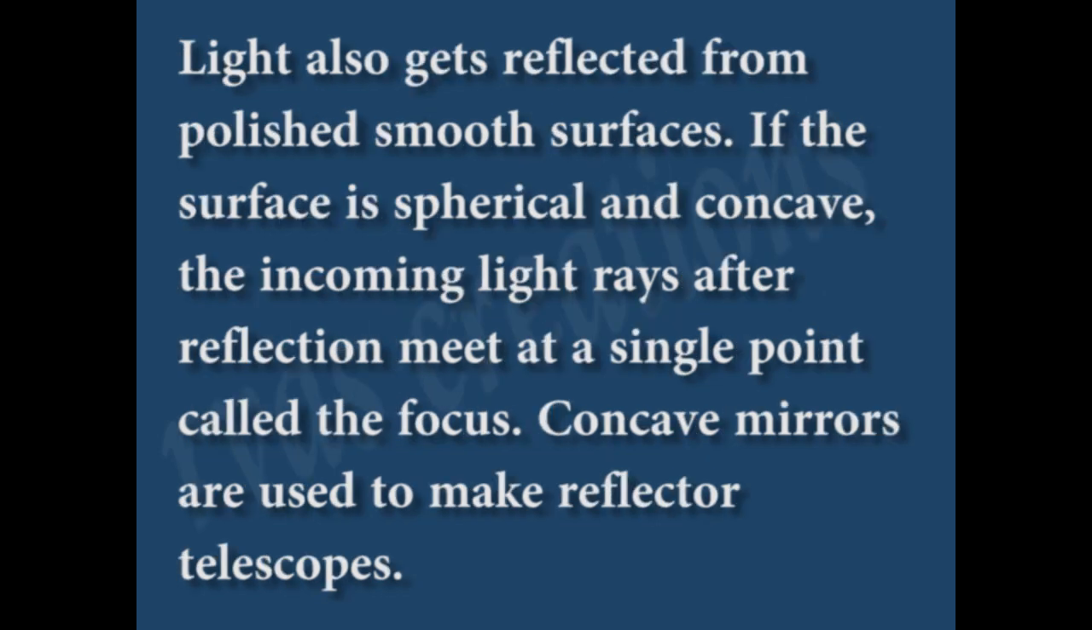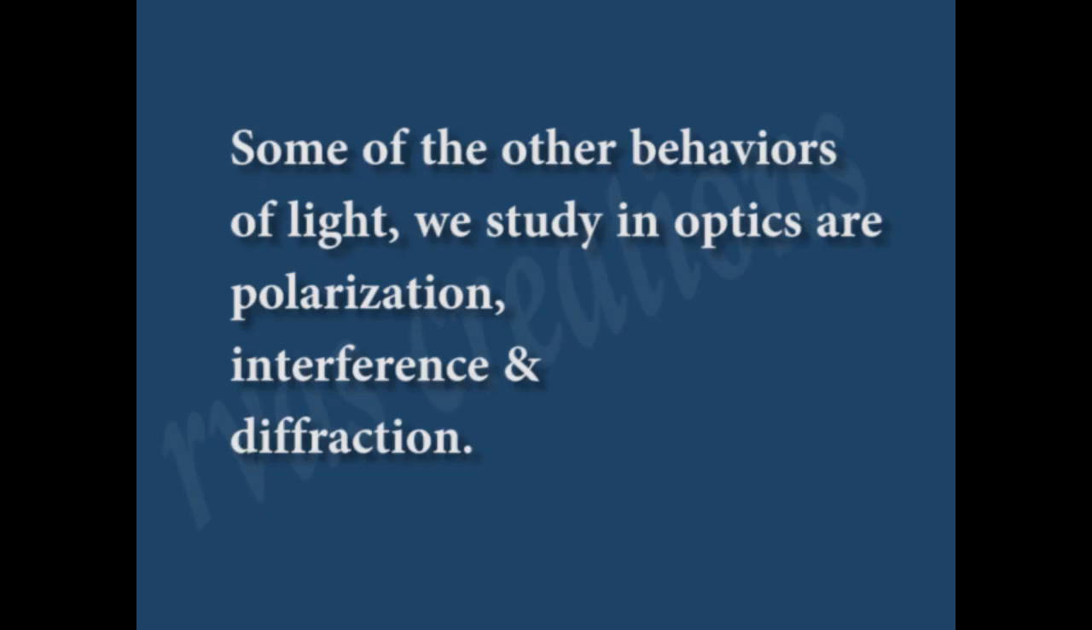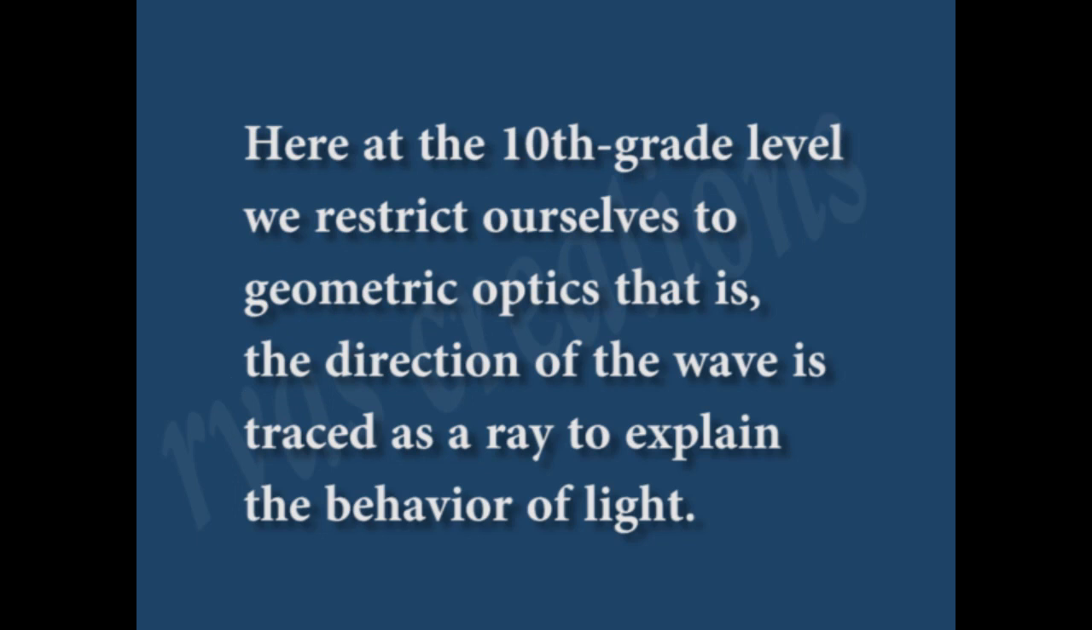Light also gets reflected from polished smooth surfaces. If the surface is spherical and concave, the incoming light rays after reflection meet at a single point called the focus. Concave mirrors are used to make reflector telescopes. Some of the other behaviors of light we study in optics are polarization, interference, and diffraction. Here at the 10th grade level we restrict ourselves to geometric optics, that is, the direction of the wave is traced as a ray to explain the behavior of light.